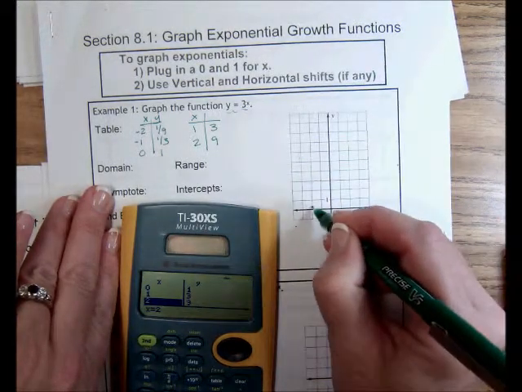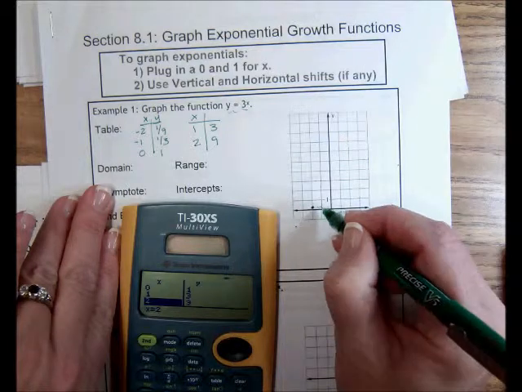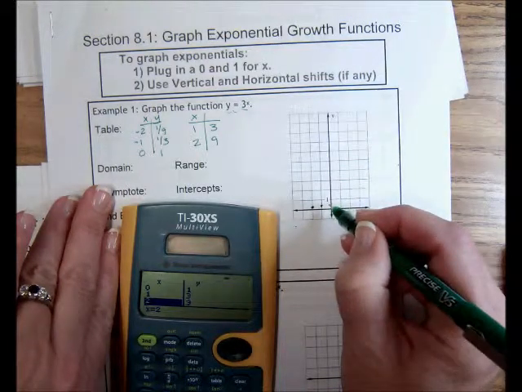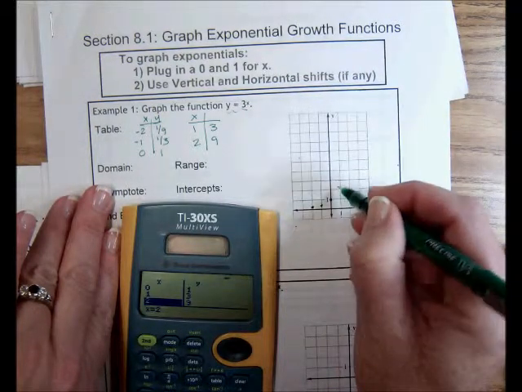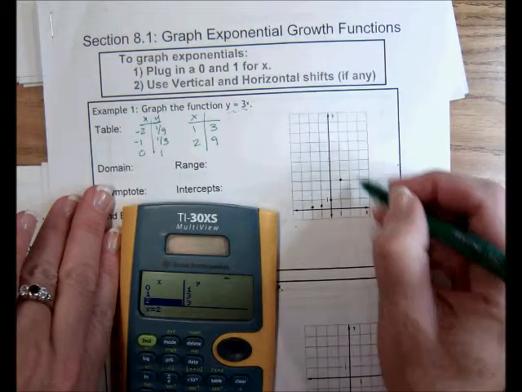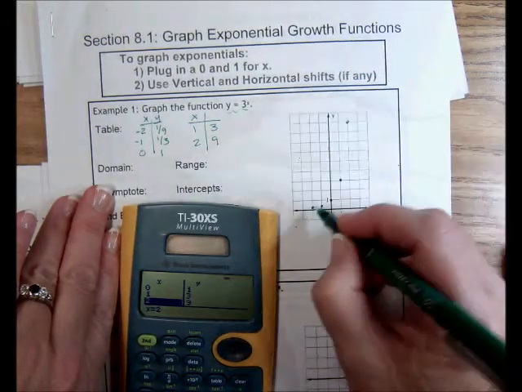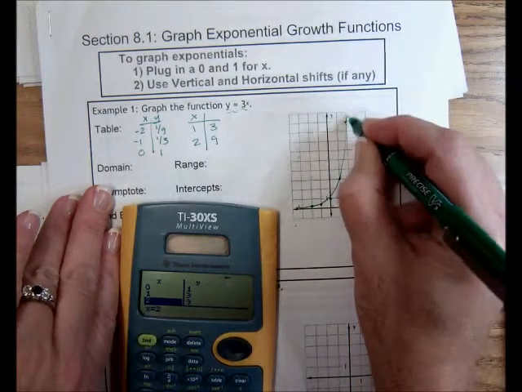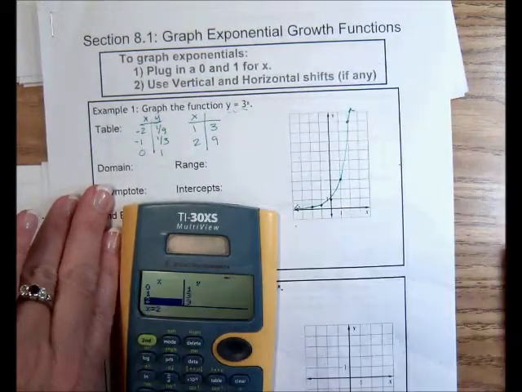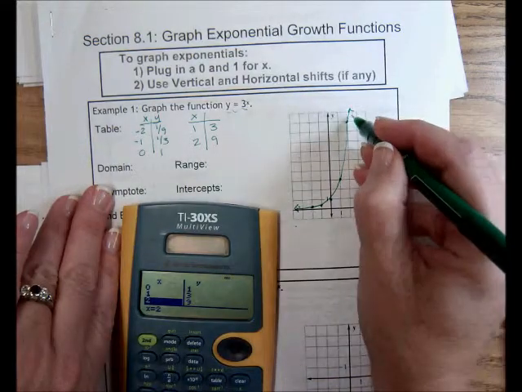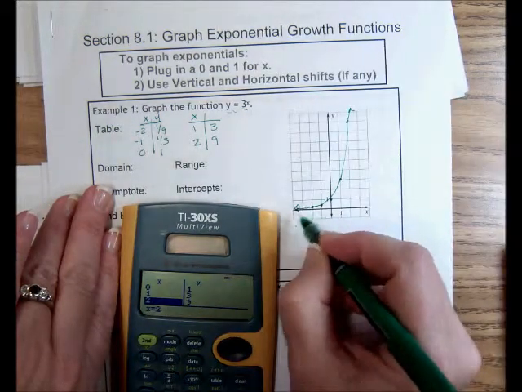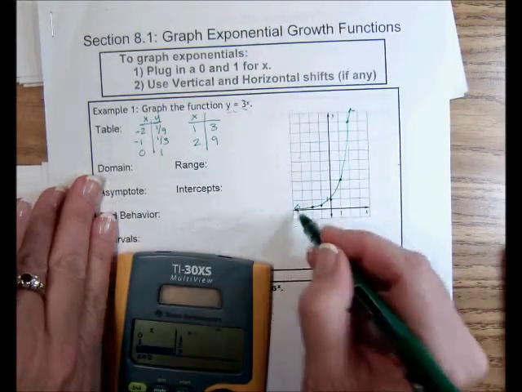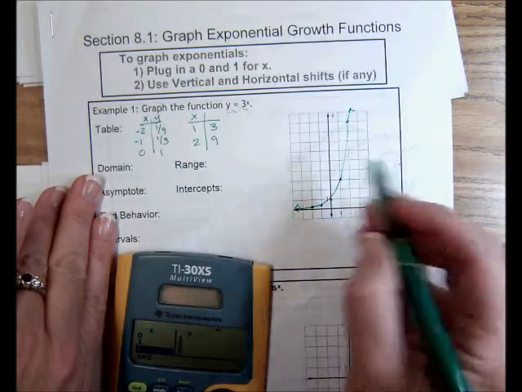So I have -2 and 1/9, -1 and 1/3, 0, 1, 1, 3, and then 2 all the way up to 9. So this is what my function is going to look like. And I have arrows on either side of my function, because it continues on and on to -infinity to the left and +infinity to the right.